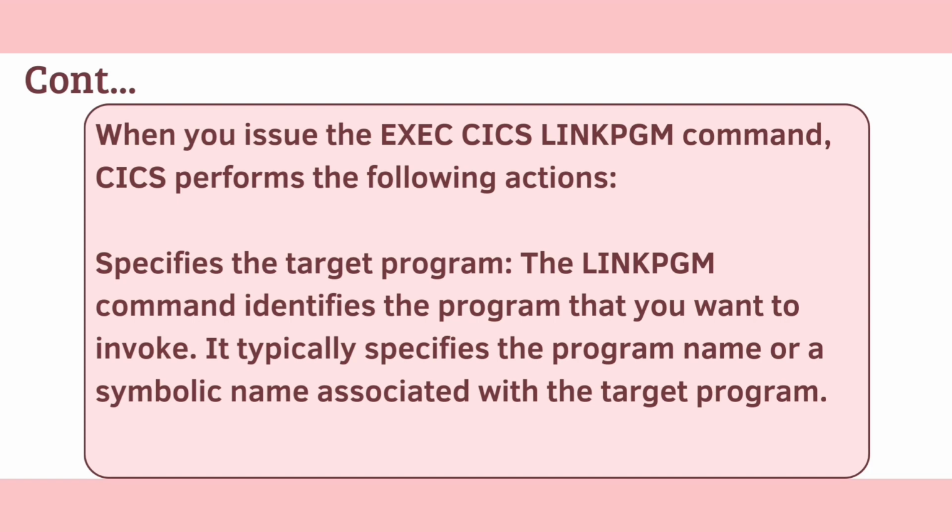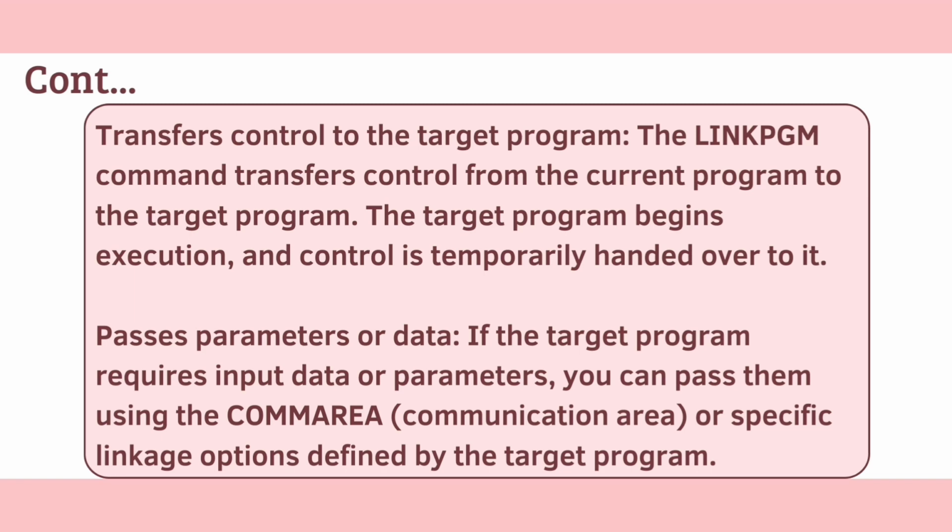It specifies the target program. The link PGM command identifies the program that you want to invoke. It typically specifies the program name or a symbolic name associated with the target program. Then it transfers control to the target program. The link PGM command transfers control from the current program to the target program. The target program begins execution and control is temporarily handed over to it.